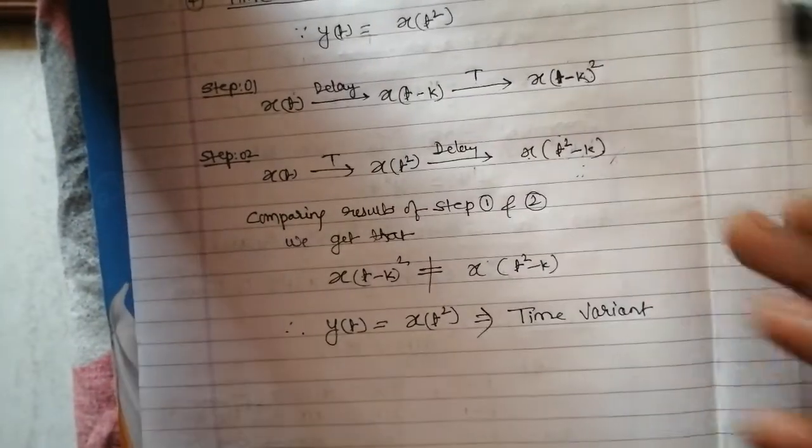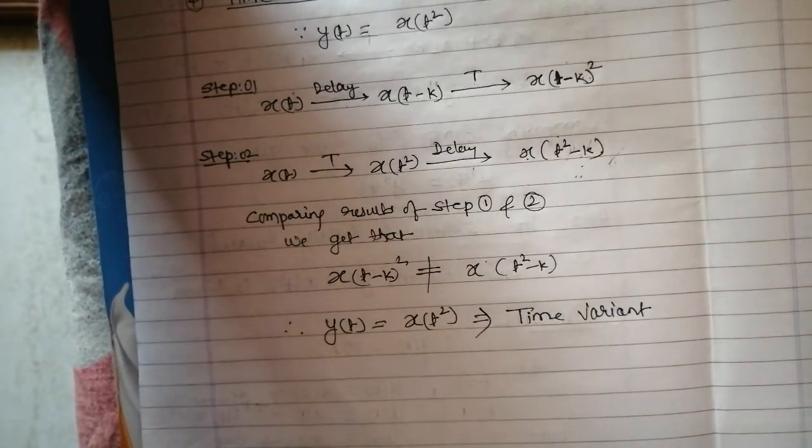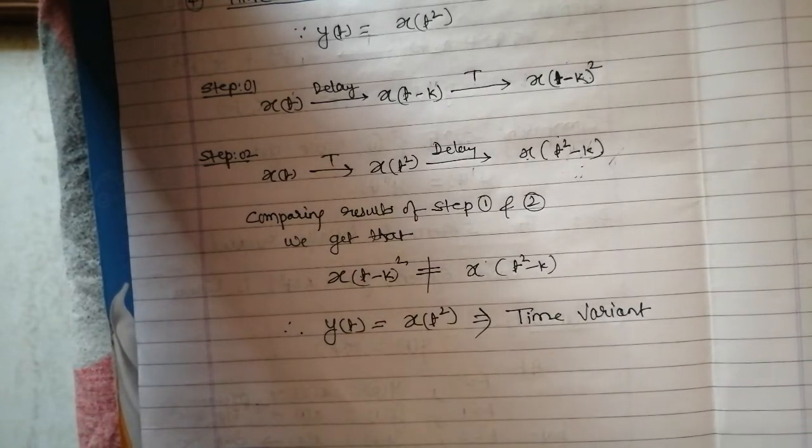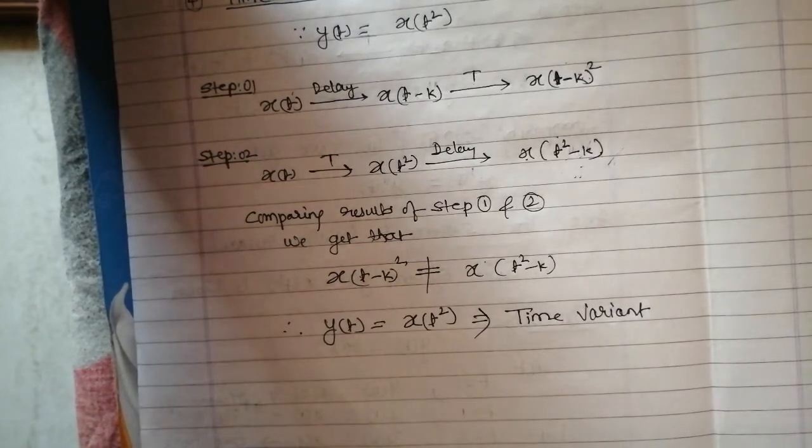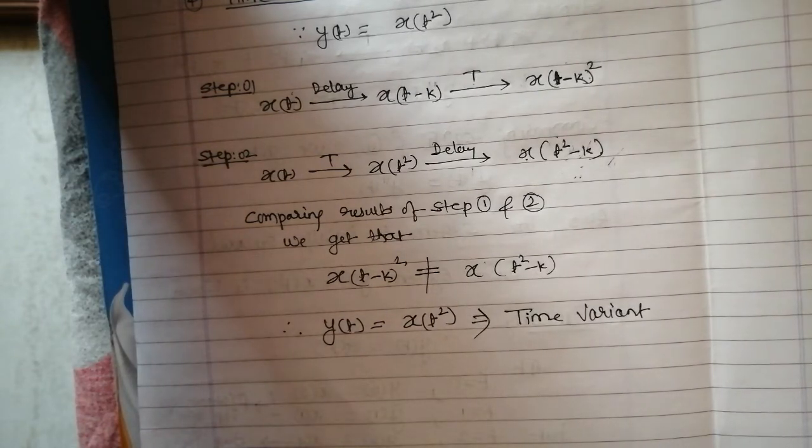I hope with this one more numerical, the concepts of linearity, time variance, stability, causality, memory, that is static and dynamic, that we took in the last video lecture, are clear. Okay, so we can solve many more numericals based on the classification of systems. Thank you so much.